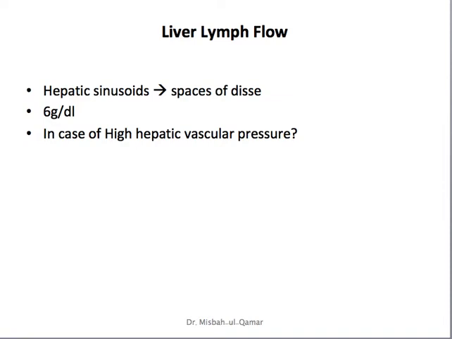And as I already told you, the hepatic sinusoids are very permeable, so there is passage of fluid and proteins into the spaces of Disse. Extreme permeability of the liver sinusoid epithelium allows large quantities of lymph to form.